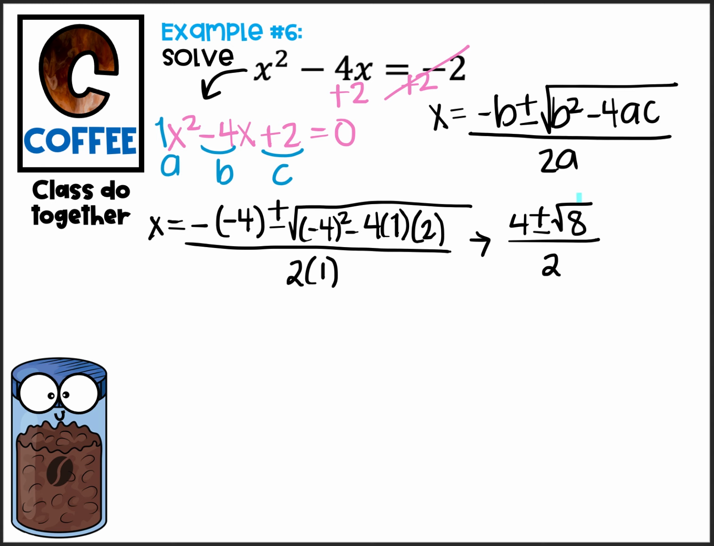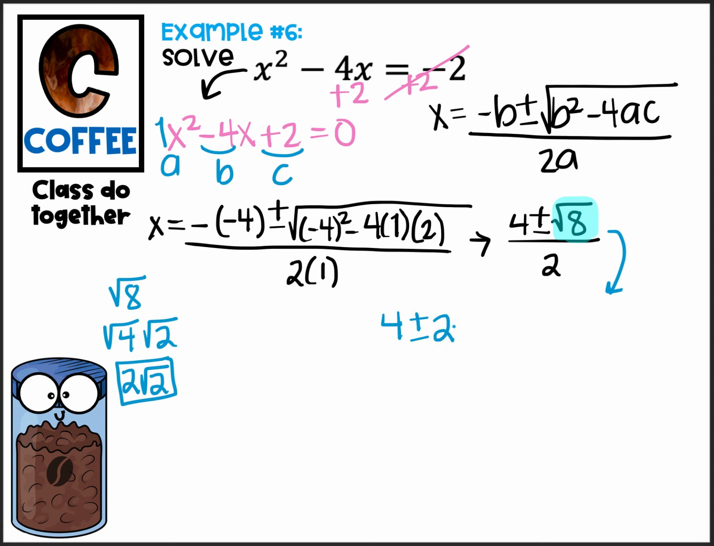We know from our very first introduction of this chapter section that the square root of 8 can be simplified as the square root of 4 times the square root of 2, which is 2 square root of 2. I hope you guys remember from the very first introduction we had for this chapter. After I rewrite that, I will have 4 plus or minus 2 times the square root of 2 divided by 2. And from here, I would like to simplify.